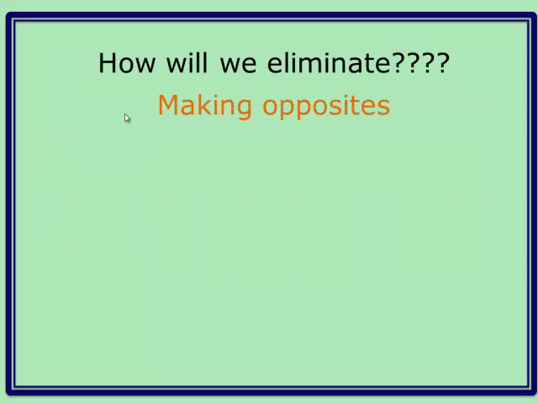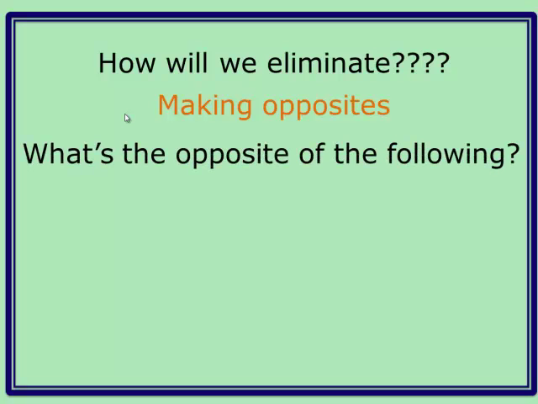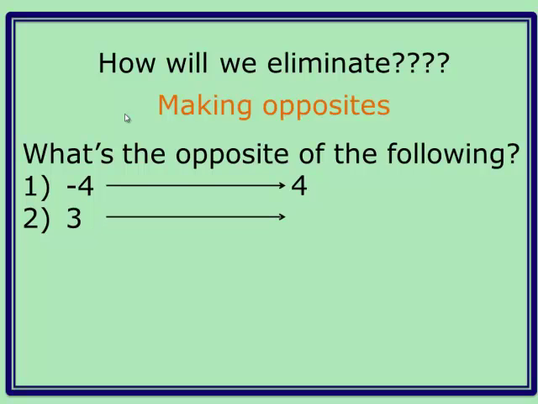By making opposites. What's the opposite of the following? The opposite of -4 is 4. The opposite of 3 is -3, and so on.